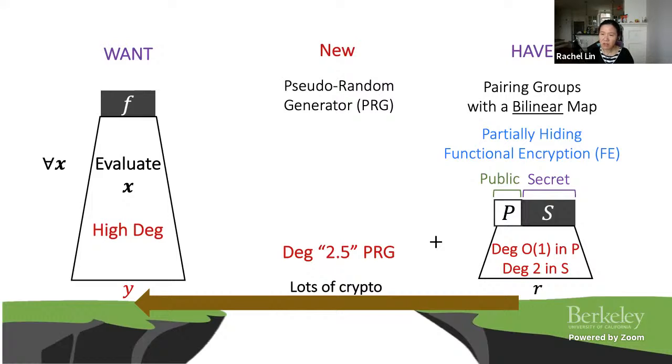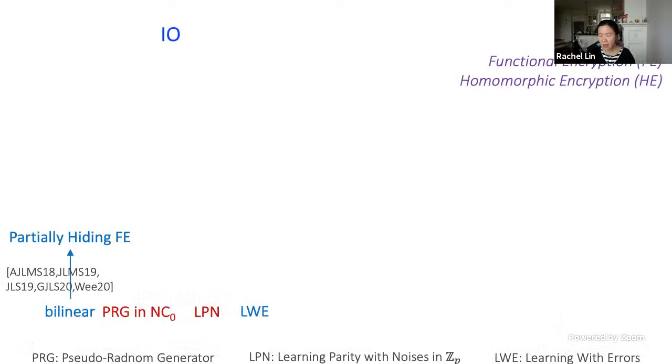And we as a community know how to evaluate such computation using bilinear map through this concept called partially hiding functional encryption. And the degree 2.5 PRG has the formal name of structure seed PRG. And combining these two, we can get IO. So this leads to the template of this second part of the tutorial: using bilinear map, we have partially hiding functional encryption.